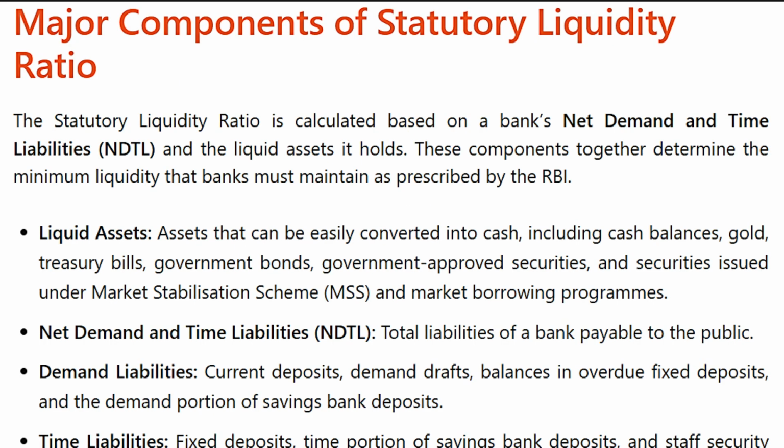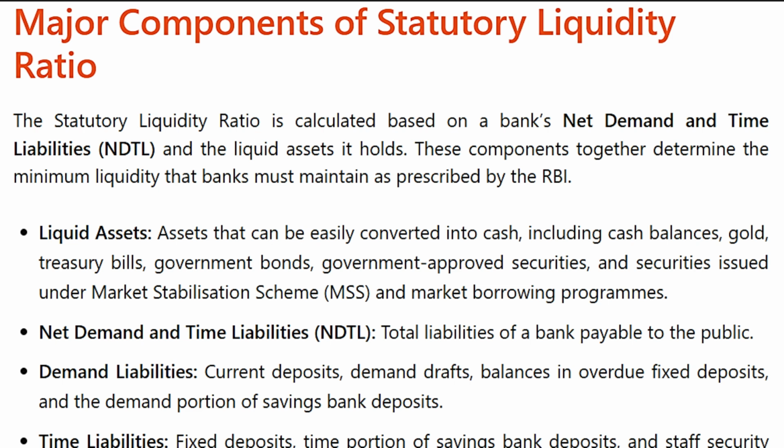Major components of statutory liquidity ratio. The statutory liquidity ratio is calculated based on a bank's net demand and time liabilities and the liquid assets it holds. These components together determine the minimum liquidity that banks must maintain as prescribed by the RBI. Liquid assets: assets that can be easily converted into cash, including cash balances, gold, treasury bills, government bonds, government approved securities, and securities issued under market stabilization scheme and market borrowing program.